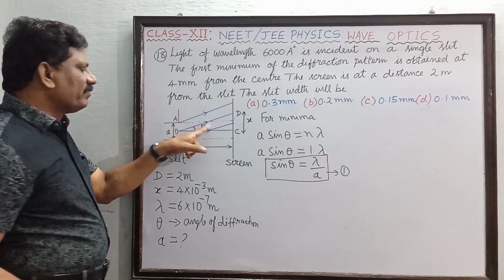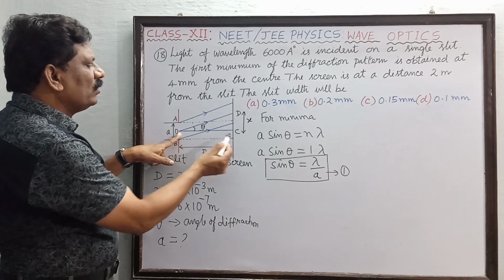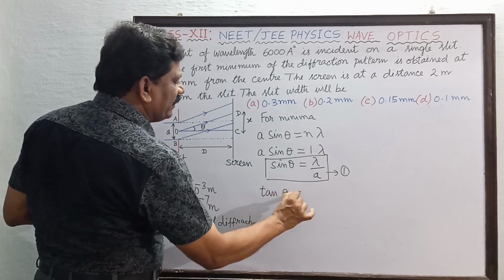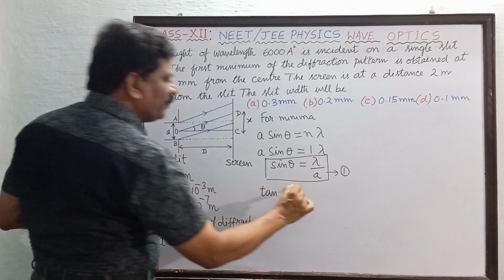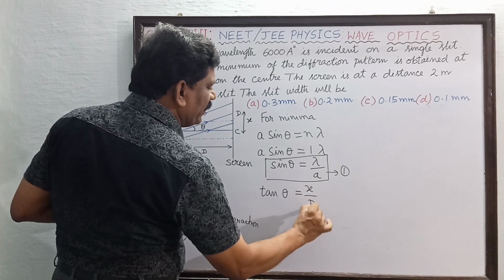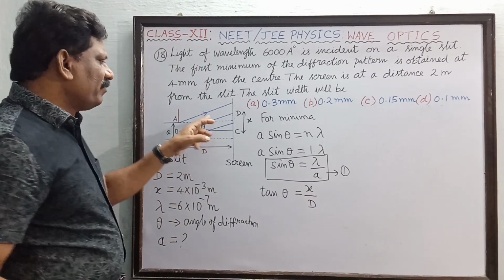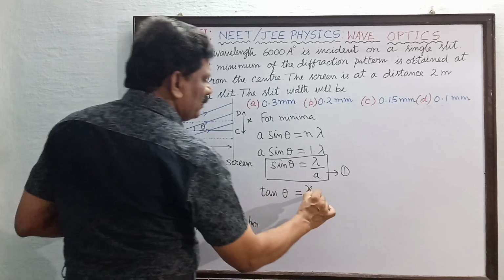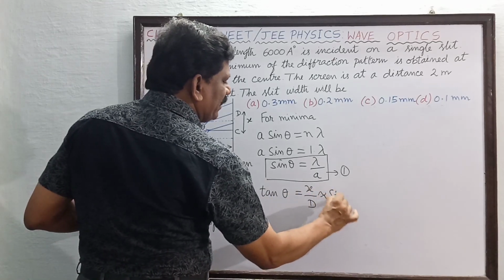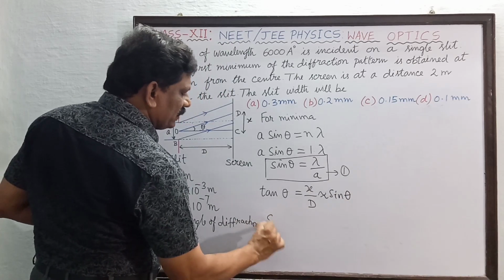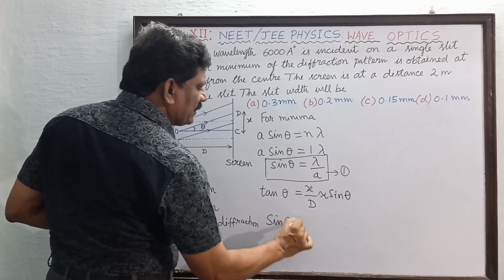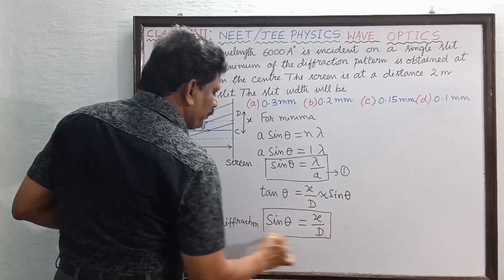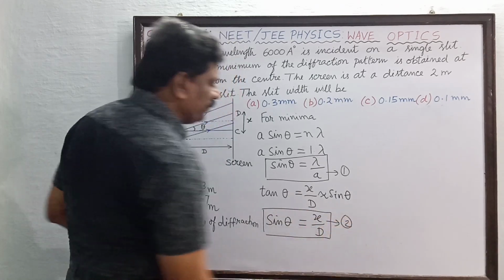So theta is the angle of diffraction. You look at the triangle OCD. In this triangle I will get an expression for tan theta, that is equal to x divided by D. But the angle of diffraction is very small. Therefore sin theta is nearly equal to tan theta, so this can be equated with sin theta. So we get another equation: sin theta is also equal to x divided by D. So this is equation 2.